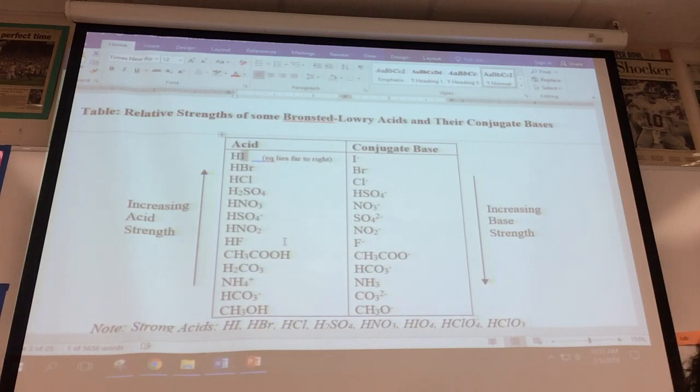But with ternary acids down a group, it's not based on radius, it's based on electronegativity, and we'll talk about that. Also with binary across a period, it's based on electronegativity, so it's tricky.